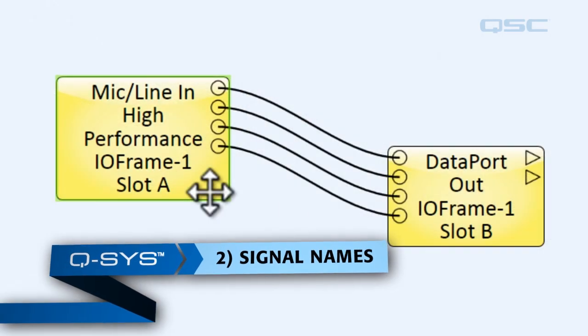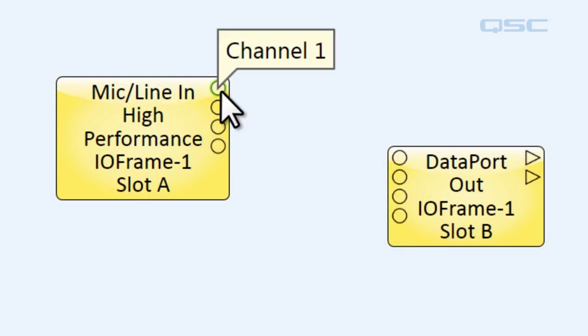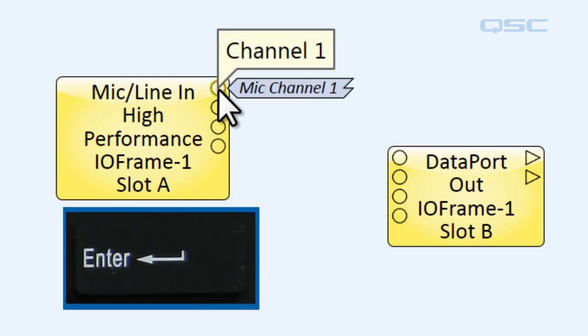Now, sometimes if you have a big complicated design, you may not want to see wires running all over the place. So you can use a second way to wire components together that's called signal names. So I'm going to delete these wires. What you want to do for signal names is you can click on any pin, hit the space bar, and type in the name that you'd like for your signal name. I'm going to use mic channel 1 and hit enter.